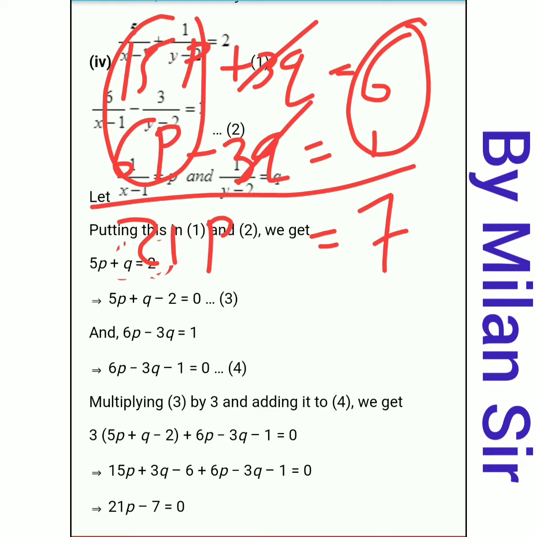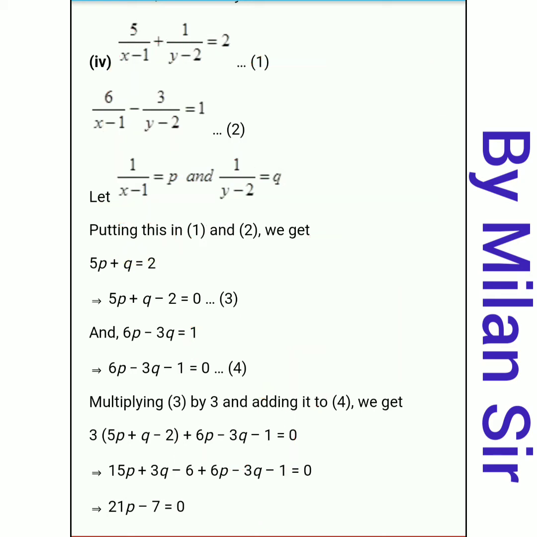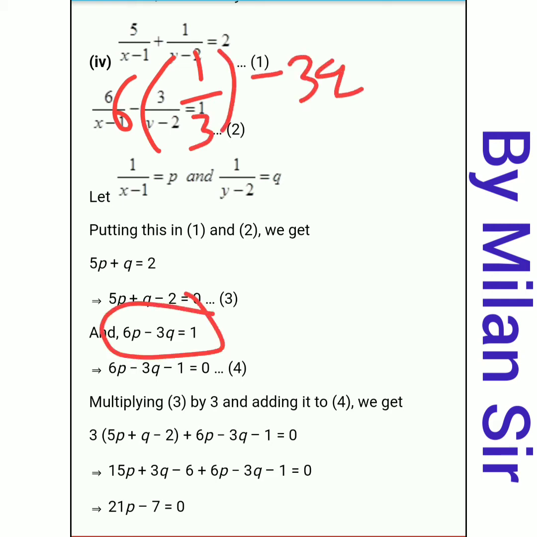Now transfer this 21 to the right hand side, it goes to the denominator. So 7 3s are 21, so p is equal to, now in the numerator nothing is there, so 1 by 3. Then put this value, that means p is equal to 1 by 3, in equation number 4. We can put it either in equation number 3 or equation number 4, but I am going with equation number 4. So here 6 times p is 1 by 3, then minus 3q is equal to 1.